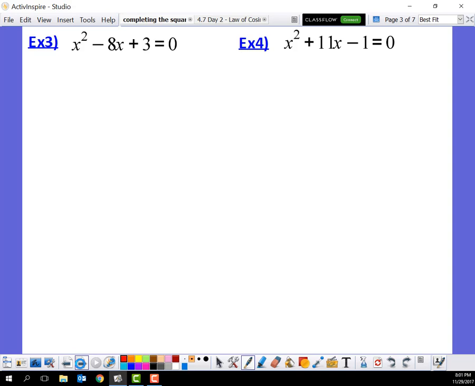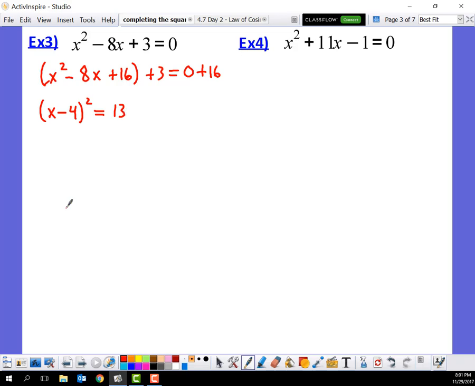Okay, so I'm going to really quickly go through my work for each one of these. Okay, so when I create my perfect square trinomial here, I take b divided by 2, so negative 8 divided by 2 is negative 4. Square that, I get plus 16. Don't forget about the plus 3 that was already there. And also don't forget to add 16 to the right-hand side. So when I factor this, I get (x minus 4) squared equals 13.